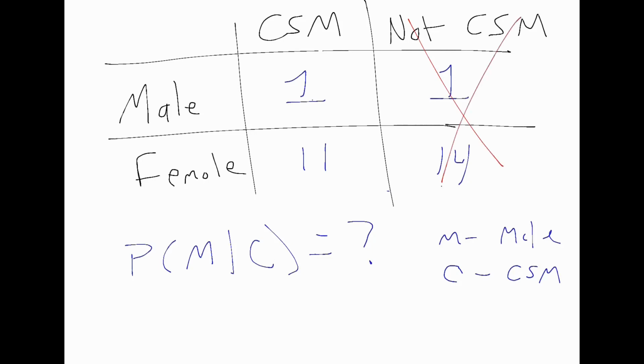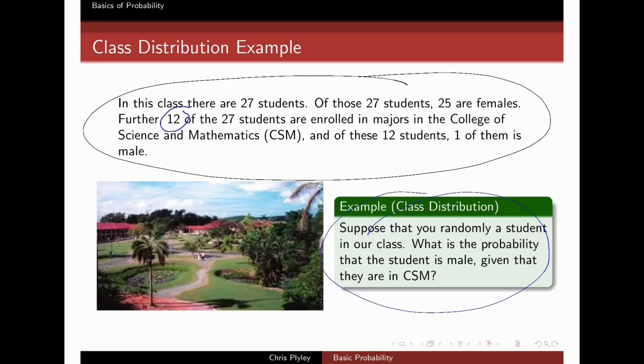So I effectively just eliminate everybody who's not in CSM. Assuming that it was a CSM student that I picked, the probability that they're a male, well, I have one male out of how many total CSM people? 11 plus 1, or 12. So the probability that I select a male, assuming that the person I selected was in CSM, is just 1 out of 12. And if I look at this question and think about the demographics of this class, it's not hard to see why this is true.